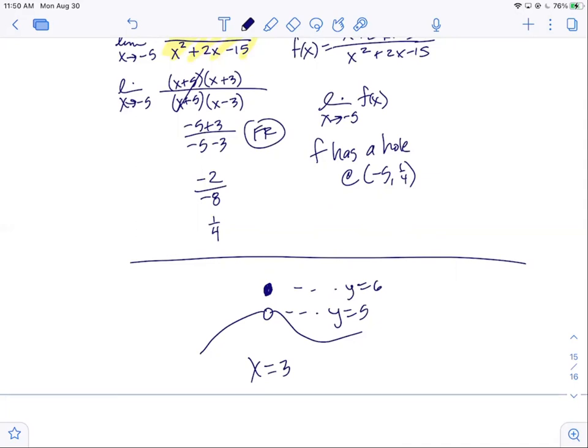A jump is where the two roads don't meet. We don't even care about the function value. You're jumping from one y value to another y value for more than just a single y value, right? It's for a whole stretch of them. This is still a hole.